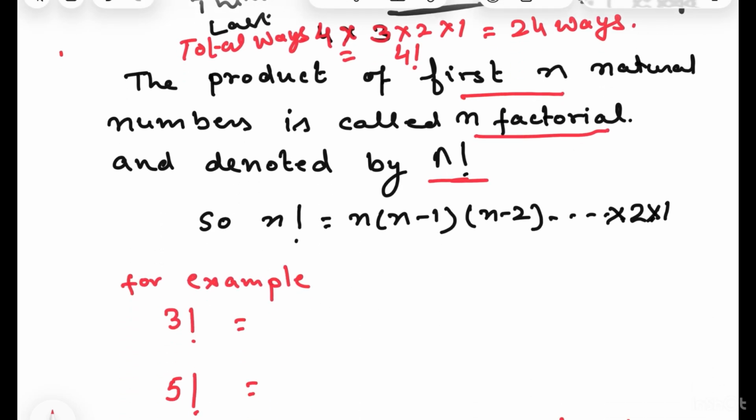So n factorial is equal to n, next इससे पहले वाला number क्या होगा n-1, उससे पहले वाला n-2, उससे पहले वाला n-3, और लास्ट में क्या आएगा, लास्ट में 2 आ जाएगा, फिर 1 आ जाएगा. All these are the natural numbers and their product is known as n factorial.